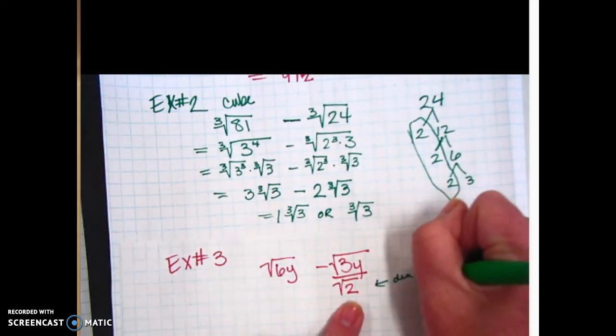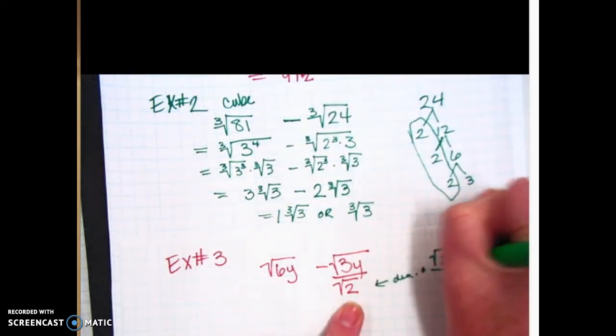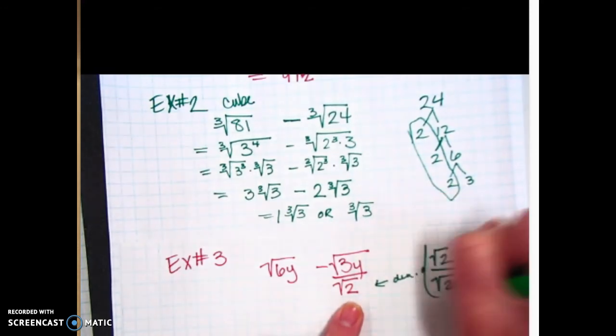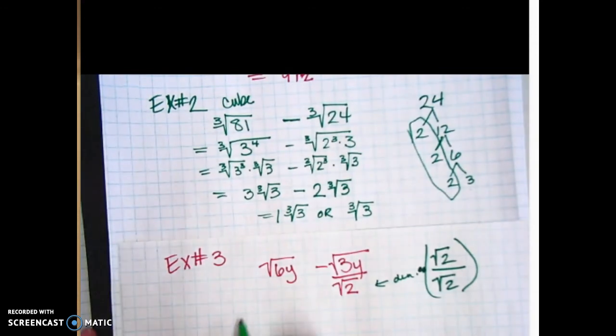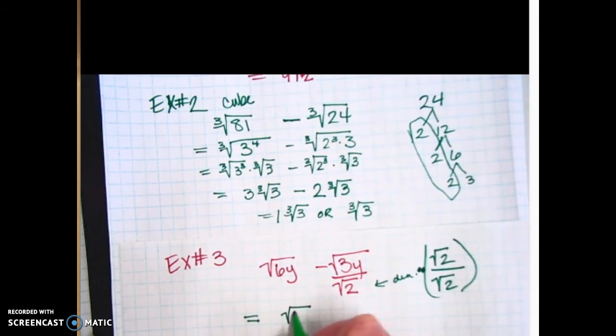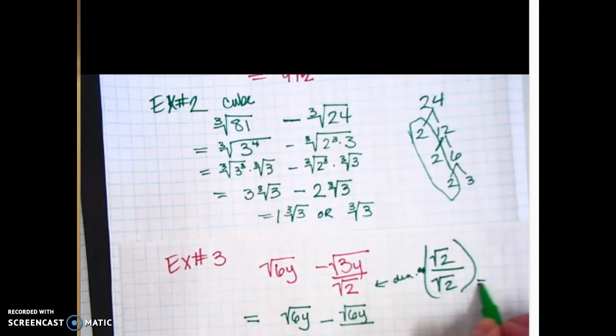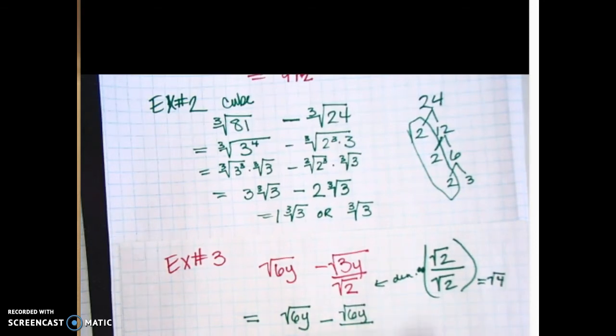So we have to multiply by the square root of 2 over the square root of 2. So let's rewrite this here. We're going to just rewrite the first term as the square root of 6y. And then this second term, we're going to multiply the square root of 3y times the square root of 2, which is the square root of 6y. And then for the denominator, we're going to multiply the square root of 2 times the square root of 2, which is the square root of 4. What's the square root of 4? 2. Okay?